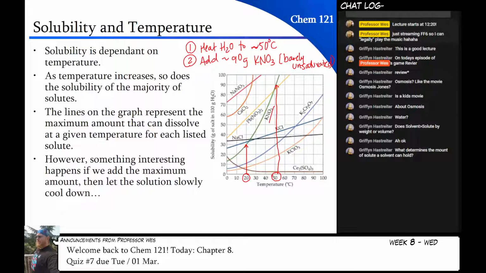In other words, I'm not going to have any solid that is undissolved. So I'm going to add lots, but not enough to start having a solid crash out on the bottom of the solution that is undissolved. And I'm doing this for a very specific reason. And then step 3 is I'm going to let the solution cool to room temperature. And something interesting happens in that case.